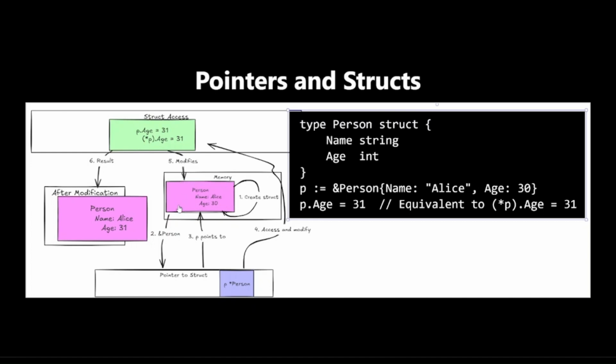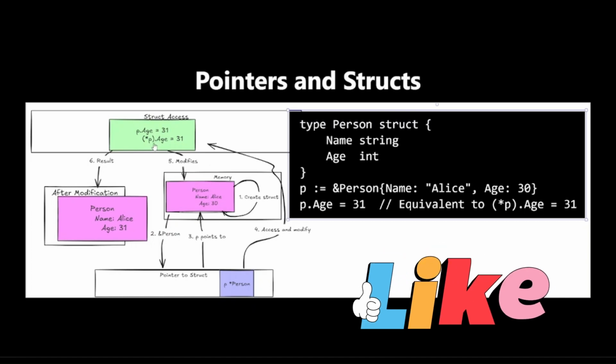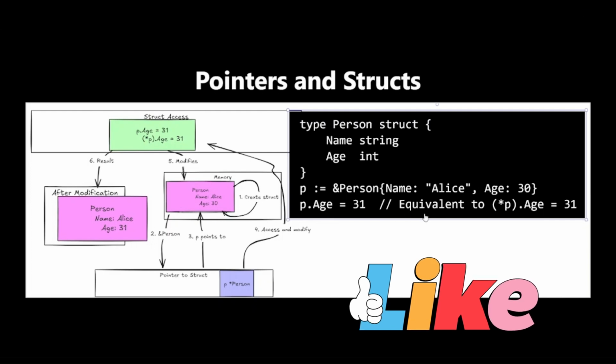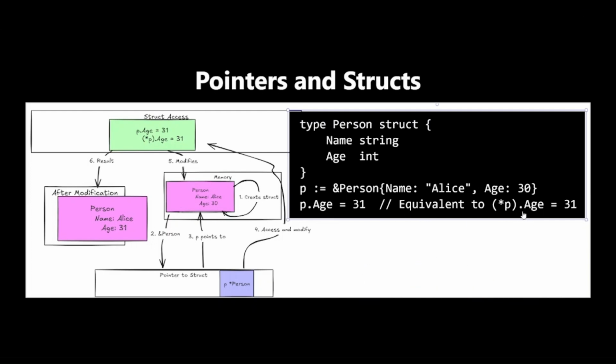Here's where it gets interesting. In Go, we have two ways to access and modify struct fields through a pointer. We can use p.age = 31, or we can use (*p).age = 31. Both of these are equivalent in Go, thanks to its syntactic sugar.